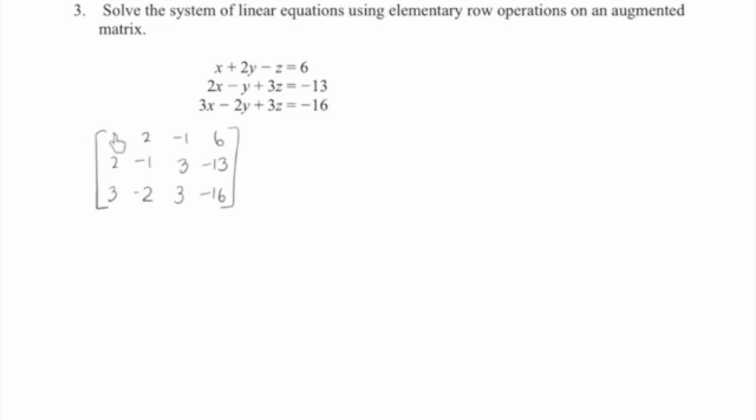And remember the process is this needs to be a 1, then we want a 0 here and a 0 here. And then once that's complete, then we want a 1 here and then a 0 here. So we already have a 1 in the top left corner, so I need to get this to be a 0 and get that to be a 0. So I'm going to multiply row 1 by -2. Then we're going to add that to row 2 to create a new row 2.